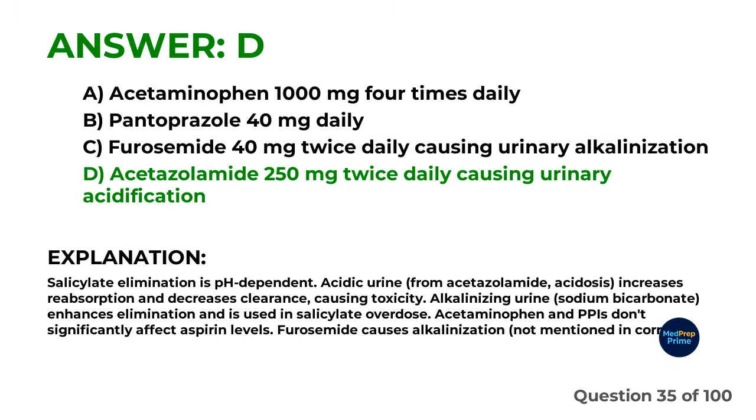Correct answer D. Salicylate elimination is pH dependent. Acidic urine from acetazolamide acidosis increases reabsorption and decreases clearance, causing toxicity. Alkalinizing urine, sodium bicarbonate, enhances elimination and is used in salicylate overdose. Acetaminophen and PPIs don't significantly affect aspirin levels. Furosemide causes alkalinization, not mentioned in correct answer, but acetazolamide's acidification is more problematic. Understanding pH-dependent elimination is critical for managing salicylate therapy.